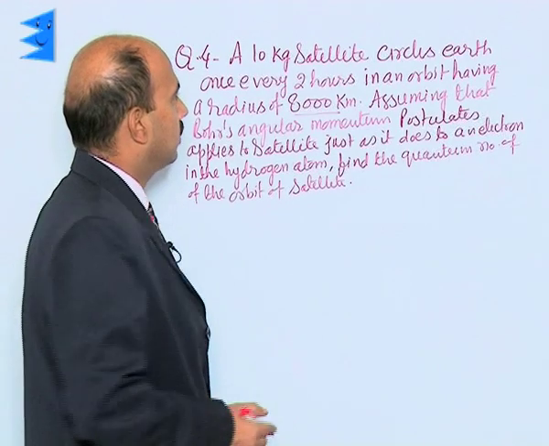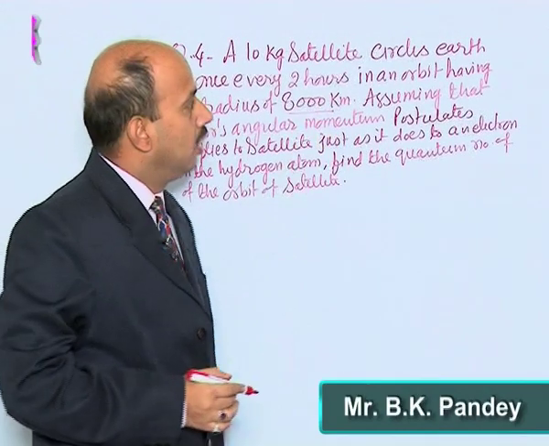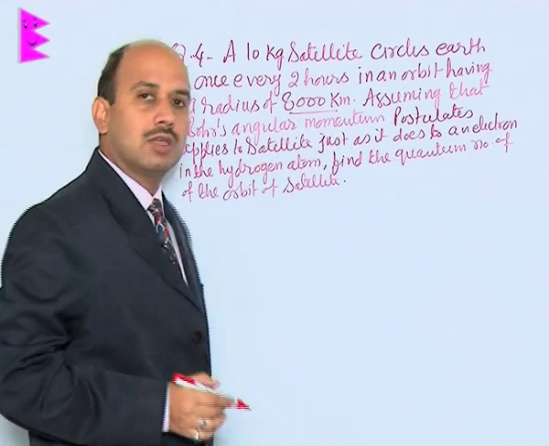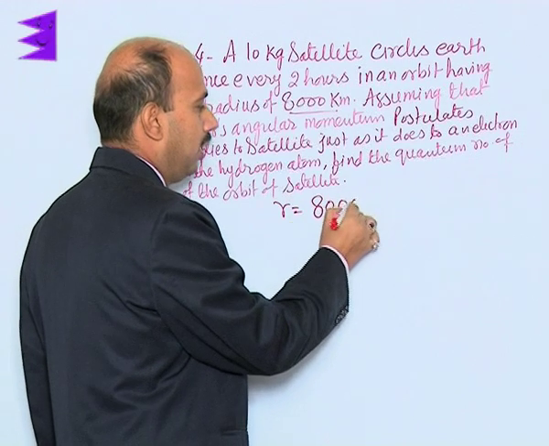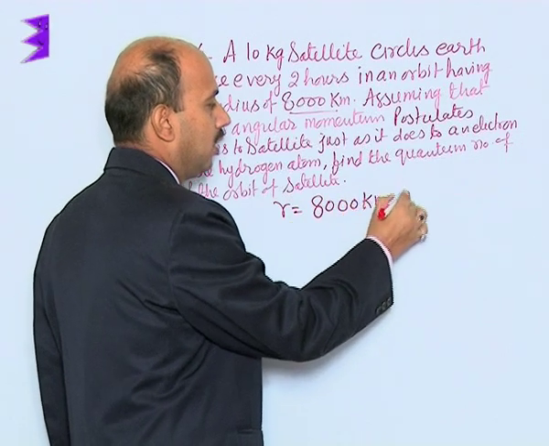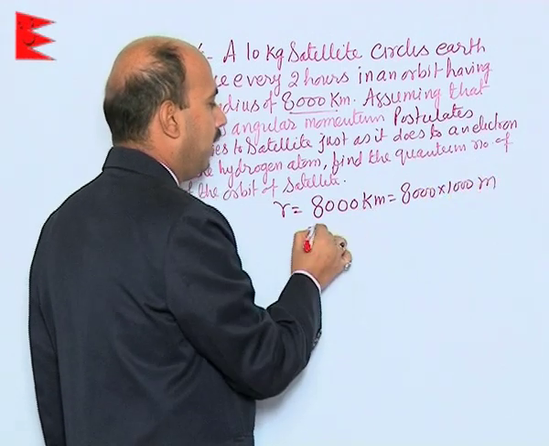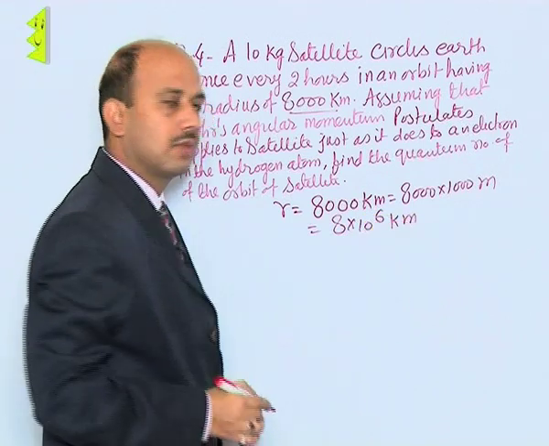Now see in this question, a 10 kg satellite circles Earth once every 2 hours in an orbit having a radius of 8000 kilometer. So we have the radius of the orbit as 8000 kilometer, that is 8000 into 1000 meter. We can write 8 into 10 raised to power 6 meters.